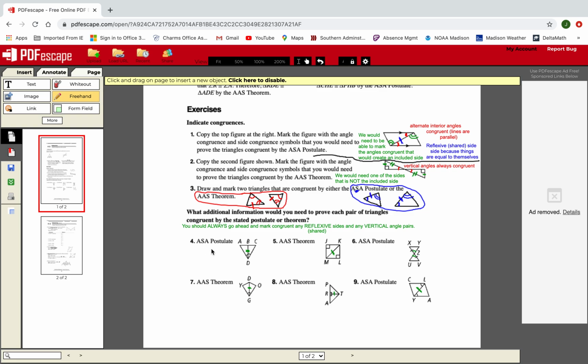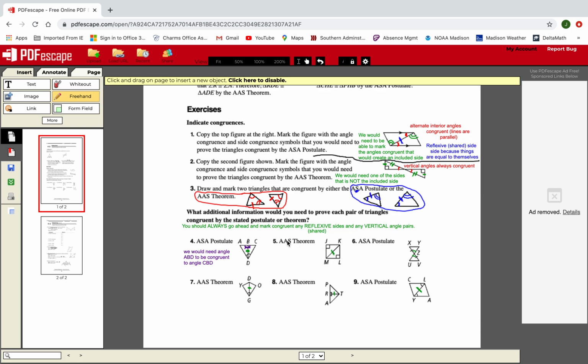So for the ASA, for number 4, we have angle and we have side. We would need the other angle. I'm going to put a slash through that also. The other angle there, which would be the angle B's, okay? We need the angle B's there. So we would need angle ABD to be congruent to angle CBD.